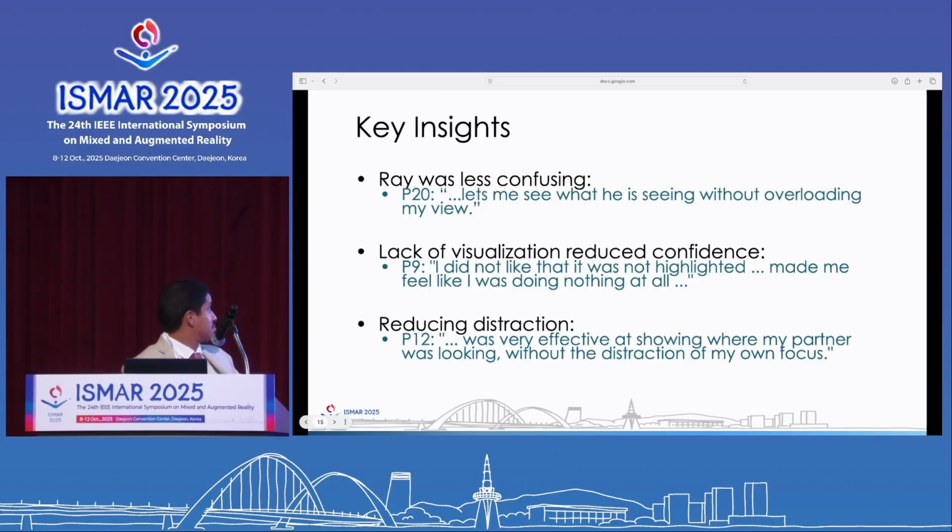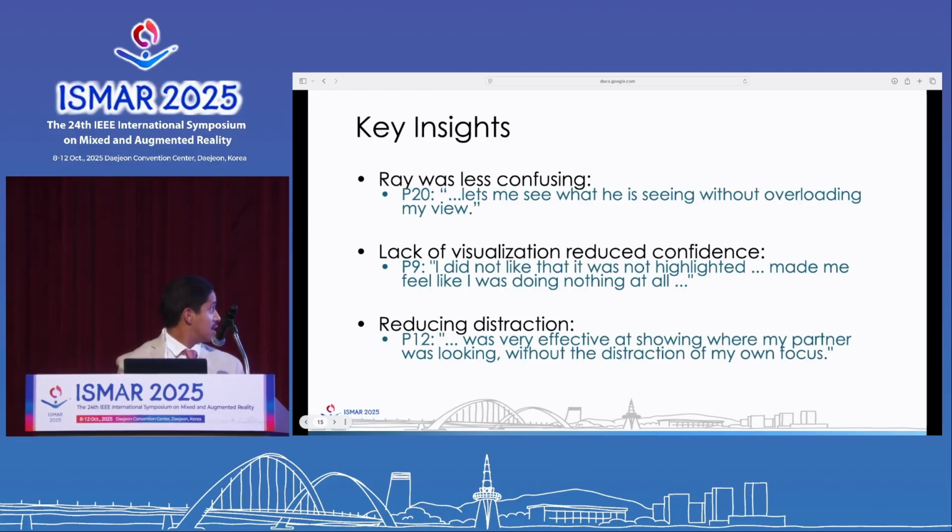Again, as before, it was kind of unexpected to see that the lack of visualization reduced confidence within partners, with them saying, "I did not like that it was not highlighted. It made me feel like I was doing nothing at all." This had a psychological effect of participants feeling like they weren't a part of the study itself, because only their partner's visualization was presented in the task.